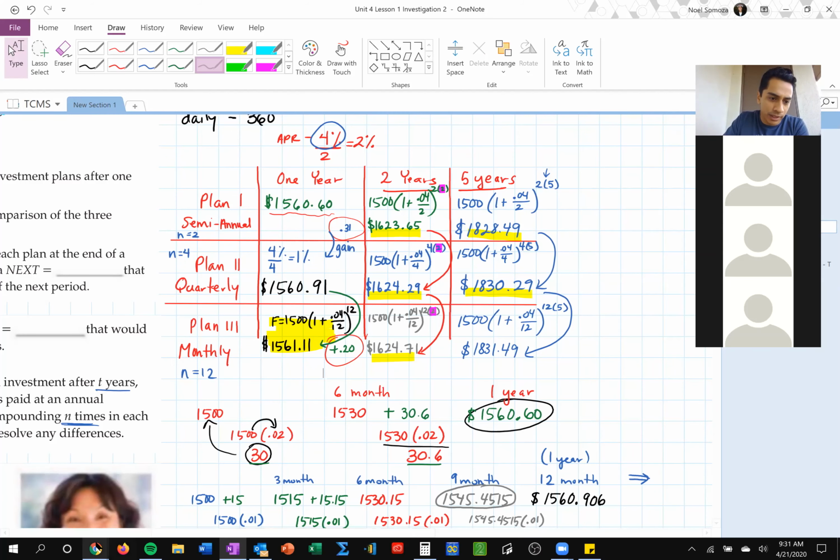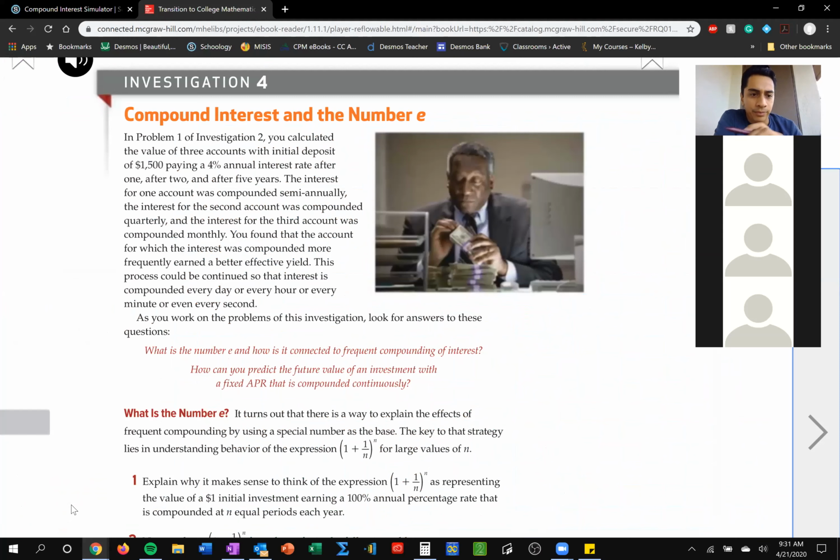All right, so let's go back. That's basically what they're saying here. You found that the account for which the interest was compounded more frequently earned a better effective yield, which means you earn more interest on that. This process could be continued so that the interest is compounded every day, or every hour, or every minute, or even every second. And that's what continuous compounding does.